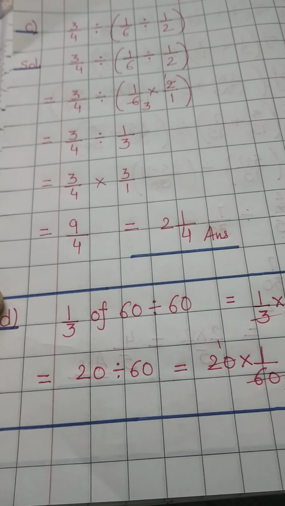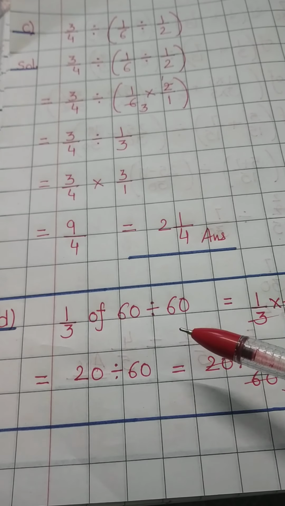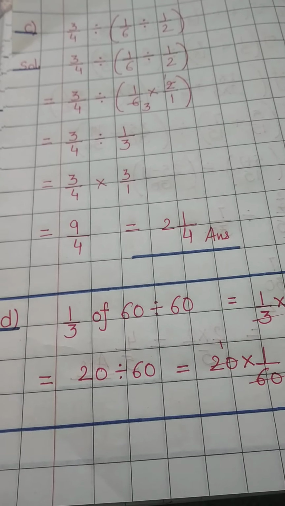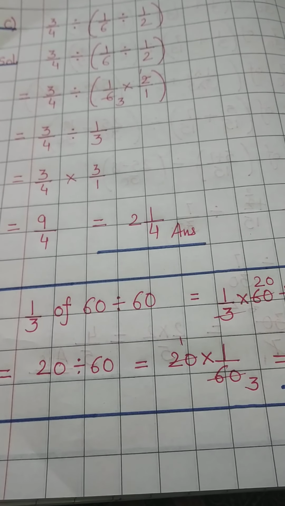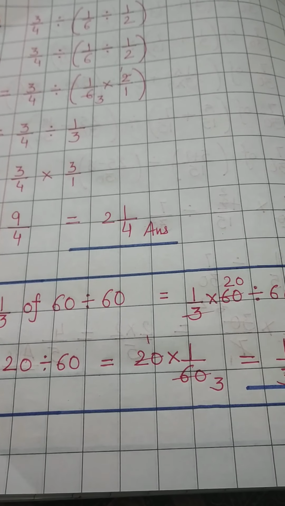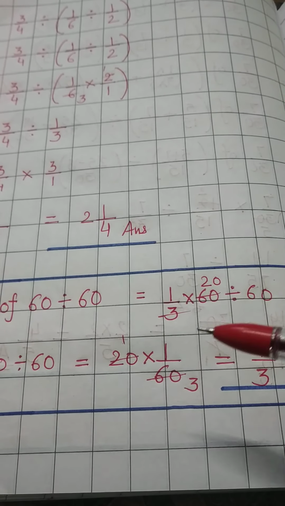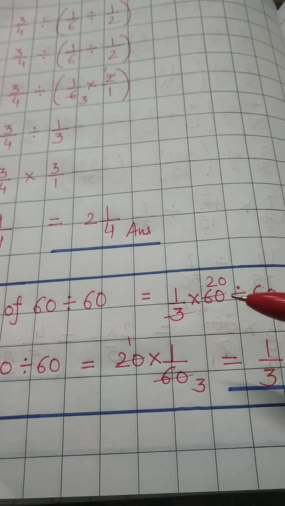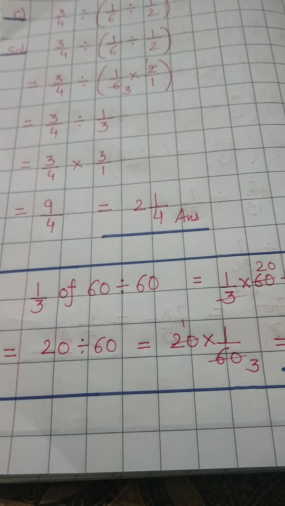Next and last, this is also a very good question. This is 1 upon 3 of 60 divided by 60. So here what will we do? We will first do the 'of': 1 upon 3 multiplied by 60, divided by 60. So 3 twos are 6, or 3 twenties are 60. So 20 divided by 60. This step is very important.